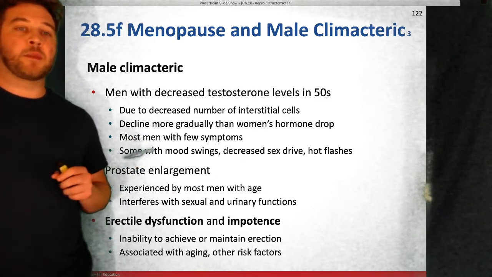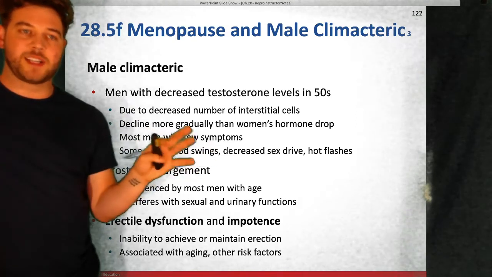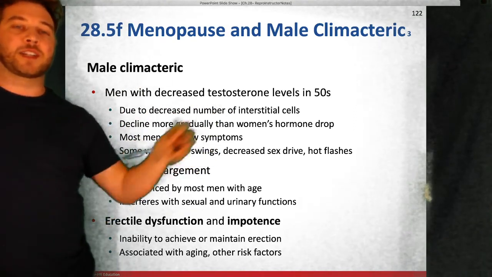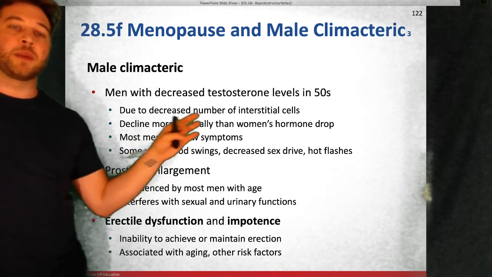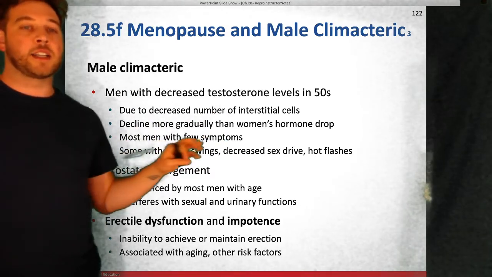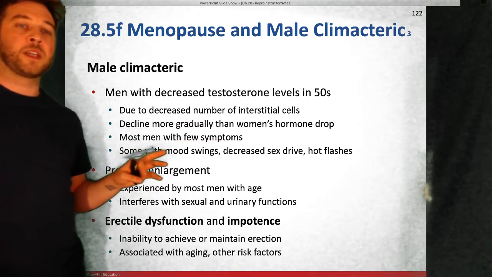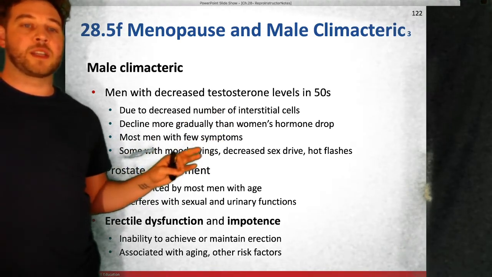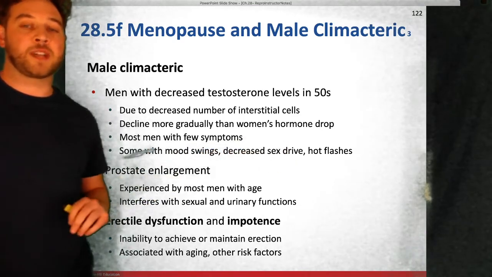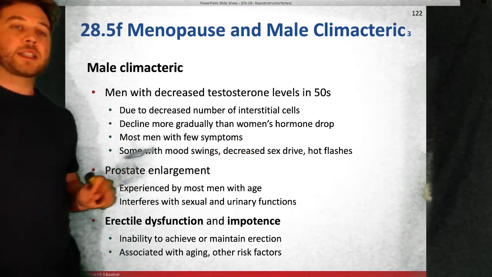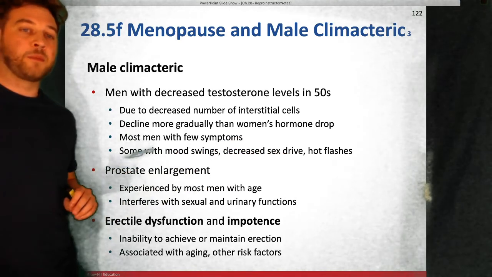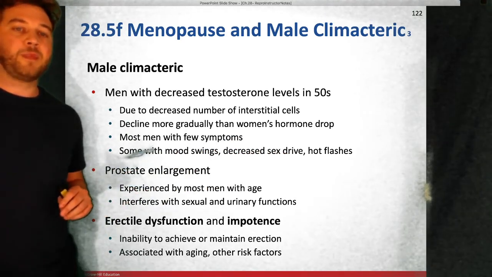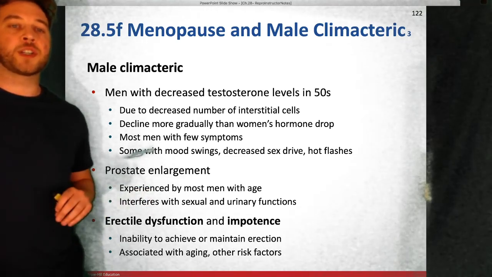Men do experience something nowhere near similar. Let's be very clear. It's the male climacteric. It's decreased testosterone levels in their 50s due to decreased interstitial cells. Decline is more gradual. Most men have very few symptoms. Some have mood swings, decreased sex drive, and hot flashes. The prostate may start to enlarge. That's a common experience, though, for all men. It can interfere with sexual and urinary functions.